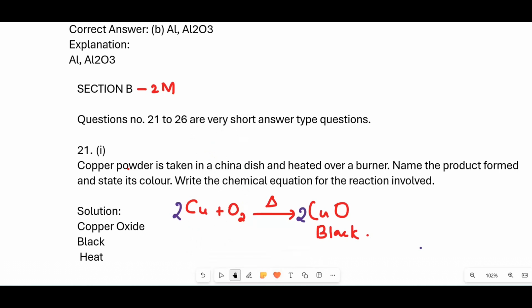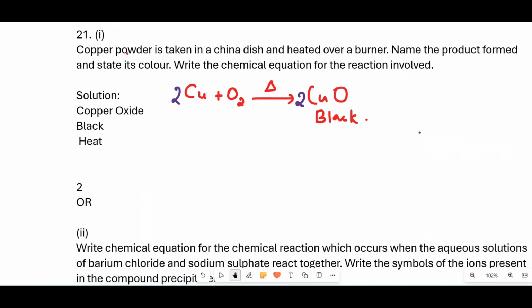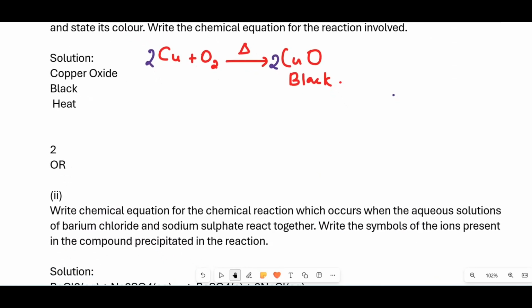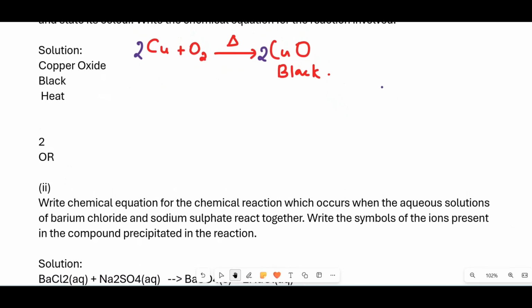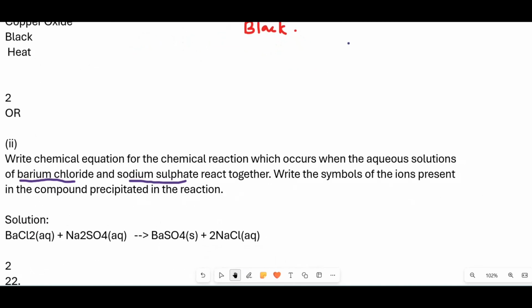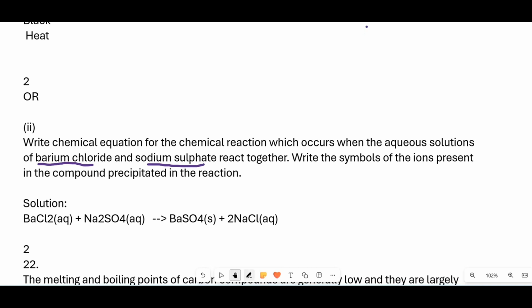Okay. Now, next question. It's an OR question. Write the equation for the chemical reaction which occurs when the aqueous solutions of barium chloride and sodium sulfate react together. Write the symbols of the ions present in the compound precipitated in the reaction. Okay. So in this reaction, barium chloride formula is BaCl2 and sodium sulfate is Na2SO4.